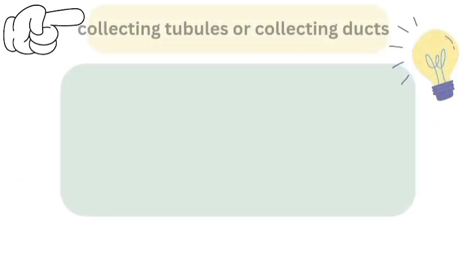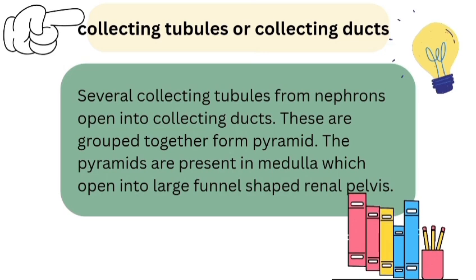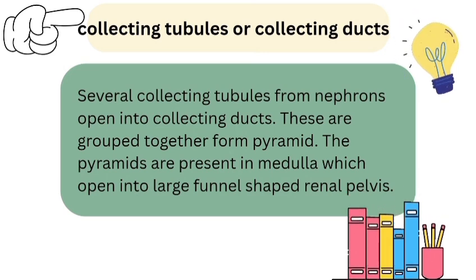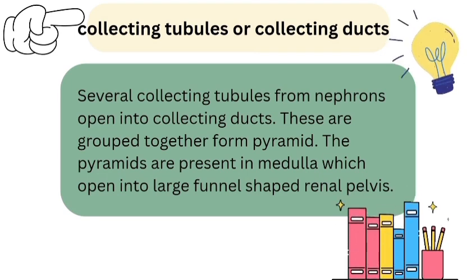Now, let's move on to collecting tubules or collecting ducts. Several collecting tubules from nephrons open into collecting ducts. These are grouped together to form pyramids. The pyramids are present in the medulla, which open into the large funnel-shaped renal pelvis.